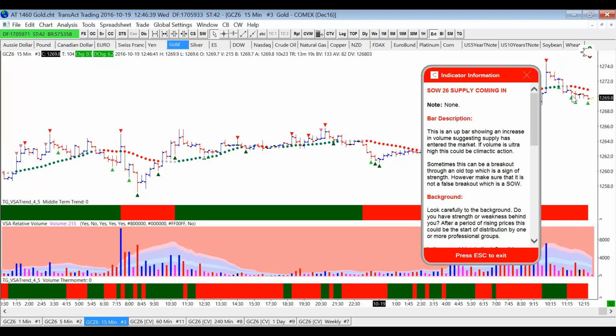Okay, so let me ask you a question. What type of signal will I be looking for to start to look for shorts on these charts? What's it called? No demand or upthrusts. That's it. No demand. No demand is the most common one.